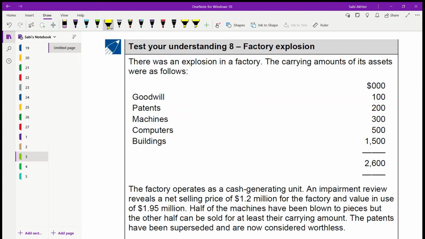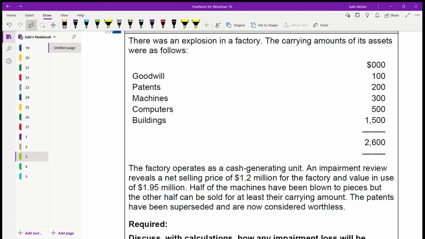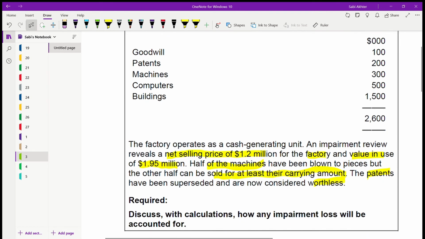Question 3. There was an explosion in a factory. The carrying amount of its assets was as follows. The factory operates as a cash generating unit. Impairment review reveals a net selling price of 1.2 million for the factory, and value in use is 1.95 million. Half of the machines have been blown to pieces, but the other half can be sold at least at their carrying amount. The patents have been superseded and are now considered worthless. Discuss with calculation how the impairment loss will be accounted for.